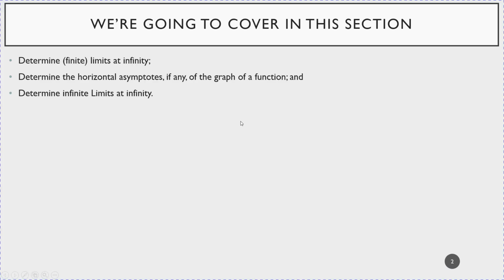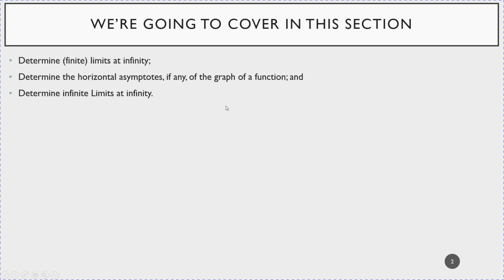Okay, so the first thing we're going to talk about is how you determine limits at infinity. What I mean by finite is that it's going to be equal to something, so the limit's going to exist. Then we're going to talk about how you determine the horizontal asymptotes, if any, of the graph of a function. And then we're going to determine infinite limits at infinity. What I mean by that is that the limits don't exist, that they go on or increase or decrease without bound forever.